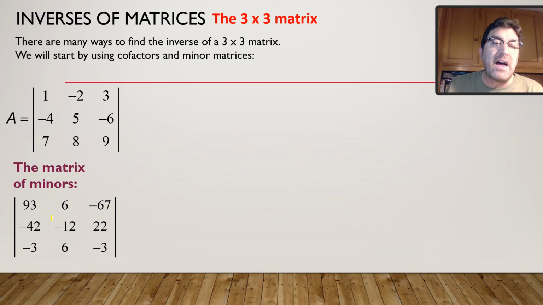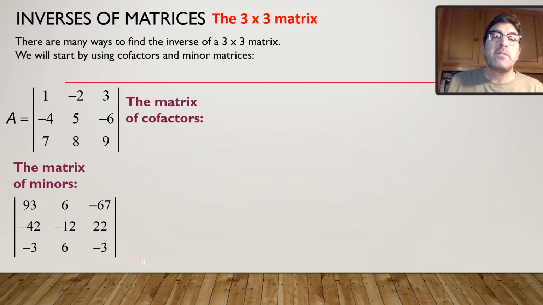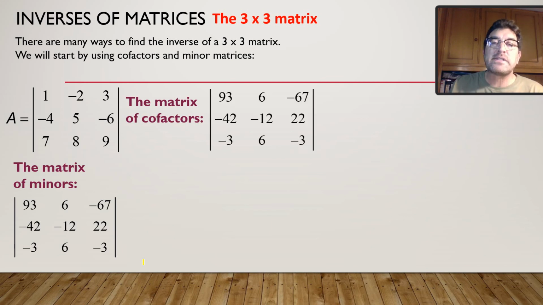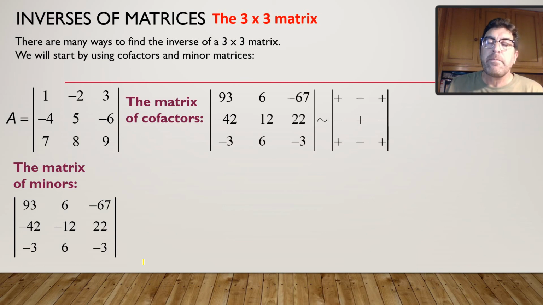Now we have our matrix of minors. Now what follows? The matrix of cofactors. Like the 2 by 2 matrix, which was plus minus, minus plus, the same happens over here. We start with a plus and we alternate. So plus minus plus, then a minus, a plus, a minus, plus minus plus.